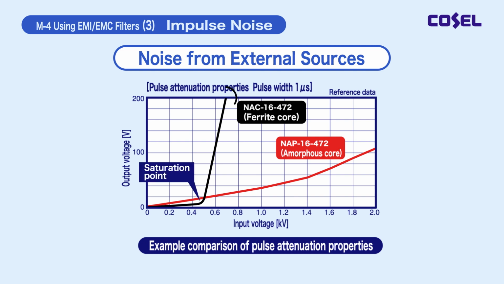Standard EMI/EMC filters with ferrite cores have a low saturation flux density and may saturate, while EMI/EMC filters with amorphous cores have a higher saturation flux density than those with ferrite cores and can therefore dampen high impulse noise. This makes it effective in preventing equipment malfunction.